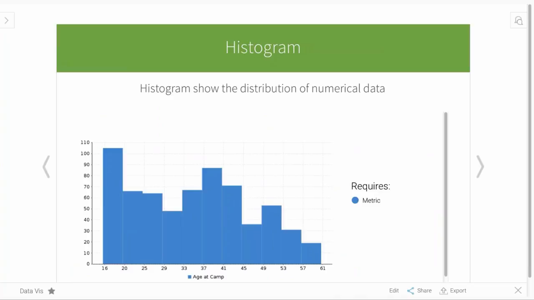And the histogram shows you the underlying frequency distribution shape of a set of continuous data. So in other words, it shows you the number of records and how those records are distributed, which helps you see outliers as well as how your data is actually skewed.